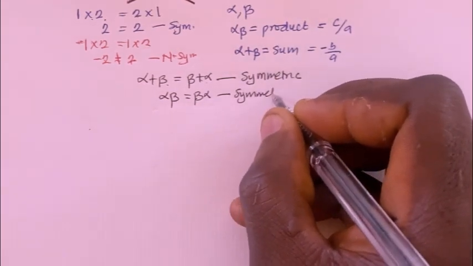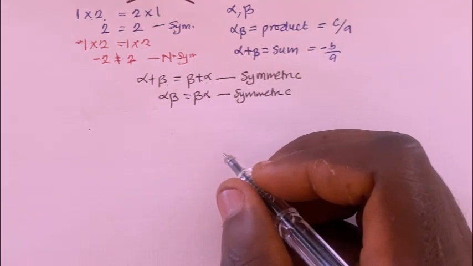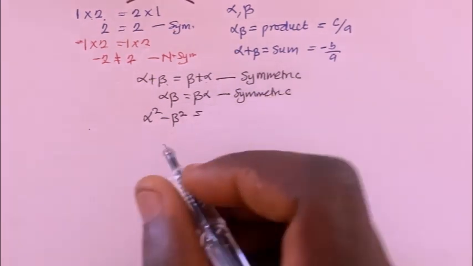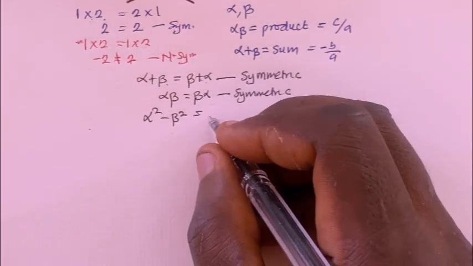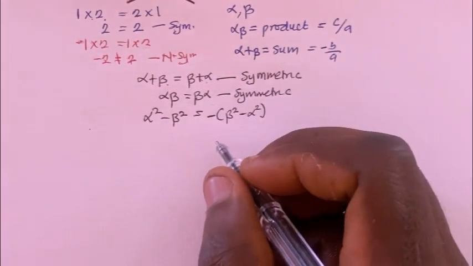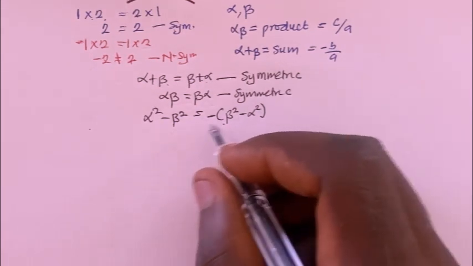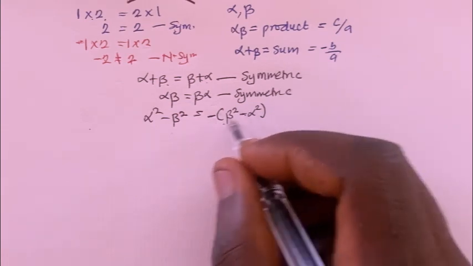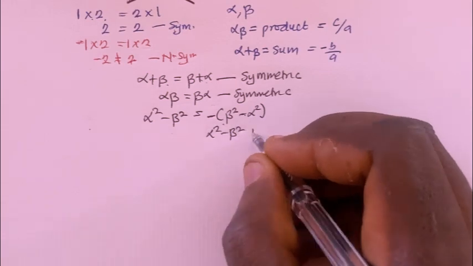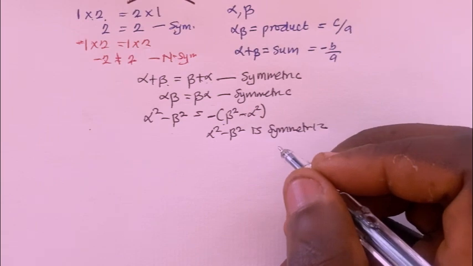Exactly. Now let's say we have something like this. Let's say we have alpha squared minus beta squared, which is equal to minus, in bracket, beta squared minus alpha squared. Is it symmetric? Exactly, it is symmetric. Whenever we have the expression in this form, it is symmetric. So therefore, we can just say alpha squared minus beta squared is symmetric. Exactly.